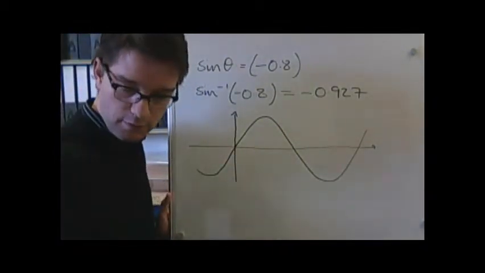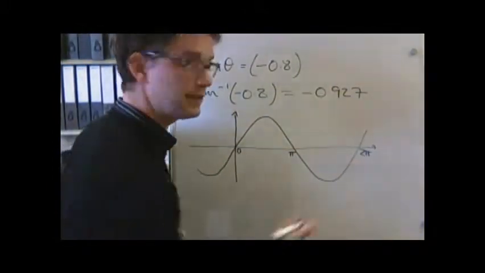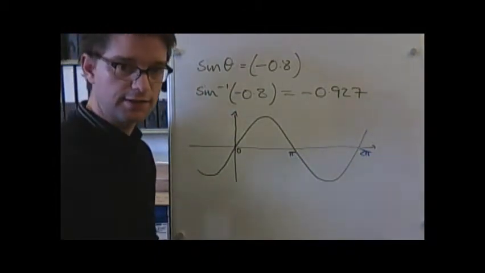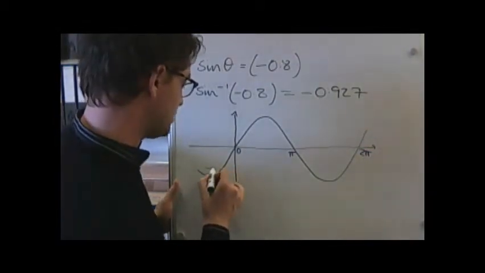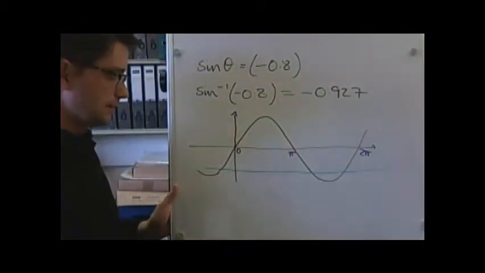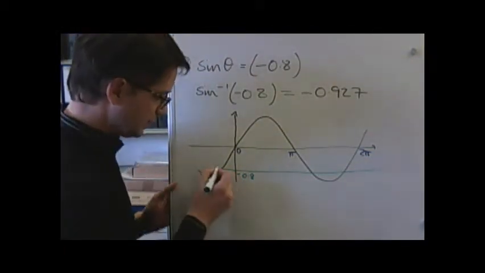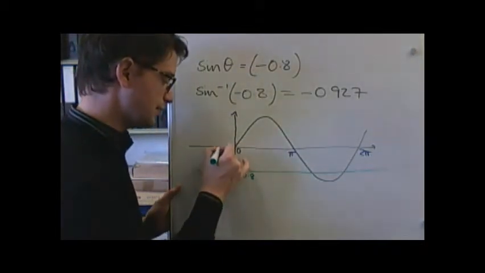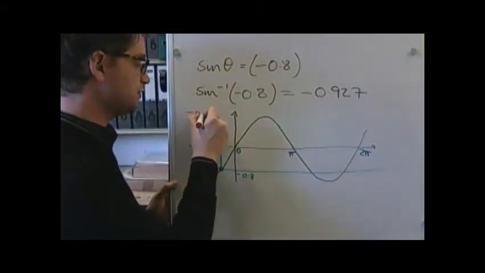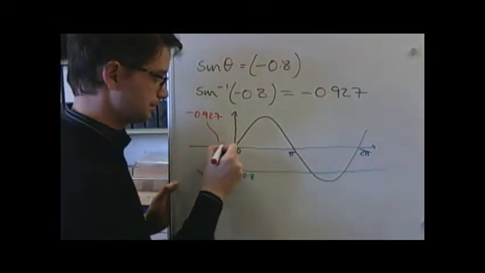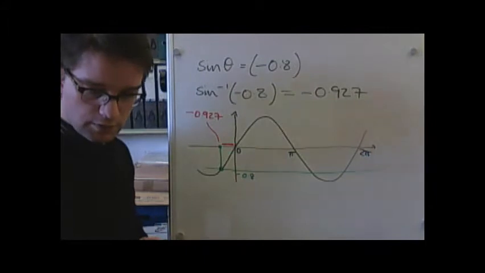And again, we're looking at 0 and pi and 2 pi here. So the curve just keeps going in the way that it usually does. And this time we're running across at minus 0.8. This is the height level that we're at. And the first solution we found, the calculator has told us this value. It's told us that this is minus 0.927.